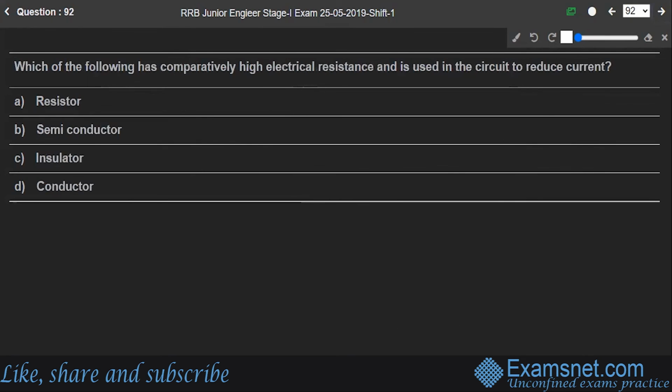Hope you got that. Next is question number 92. Which of the following has completely high electrical resistance and is used in the electric circuit to reduce the current? Is it resistor, semiconductor, insulator, or conductor? Well, you know the answer. This is resistors. Resistors are the electric components that reduce or control the flow of electric current in the circuit. This phenomenon is opposite to conductance; conductors allow full electric current to flow.